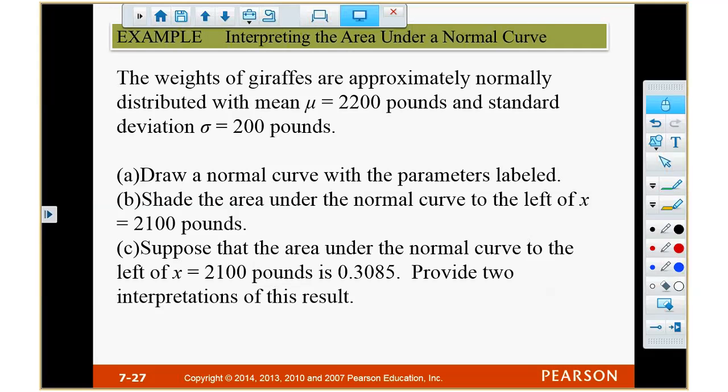All right, this is a good problem. Look at this one. This one says the weights of giraffes are approximately normally distributed with a mean of 2200 and a standard deviation of 200. Draw a picture of it. Draw three standard deviations and then label it.